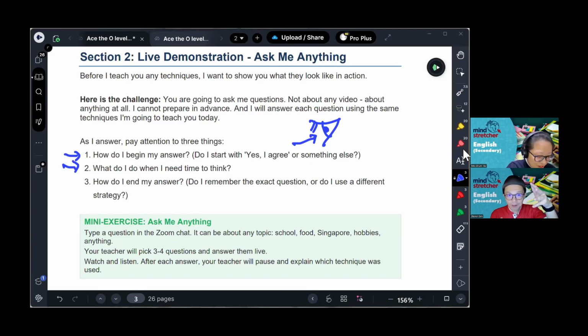Because these are all the issues which you face. All the problems which you listed just now are the problems which I also experience. It's just that I will demonstrate certain techniques to overcome them. How do I end my answer?